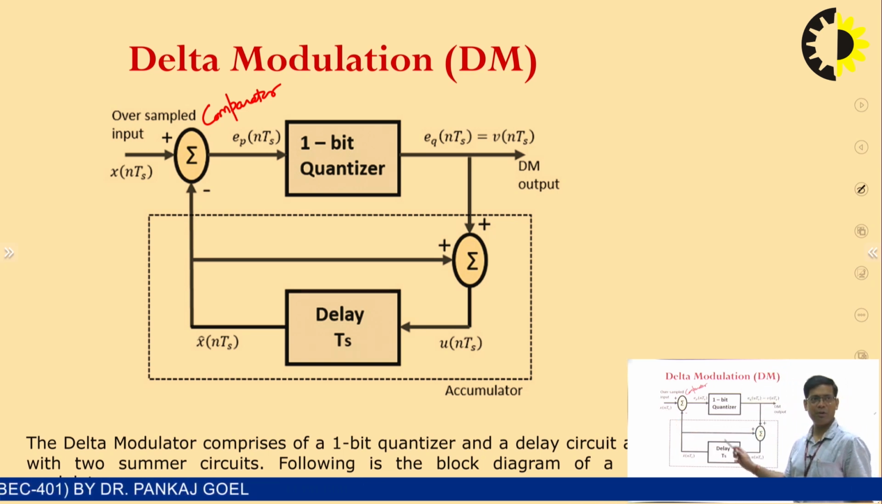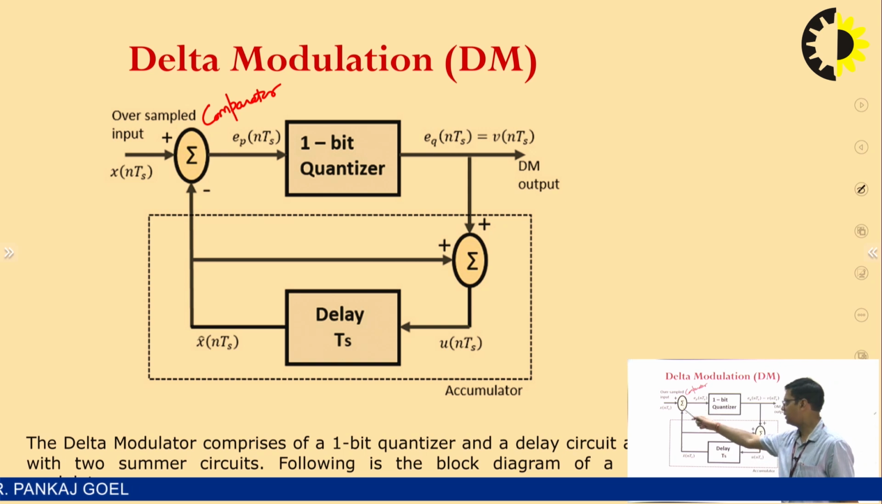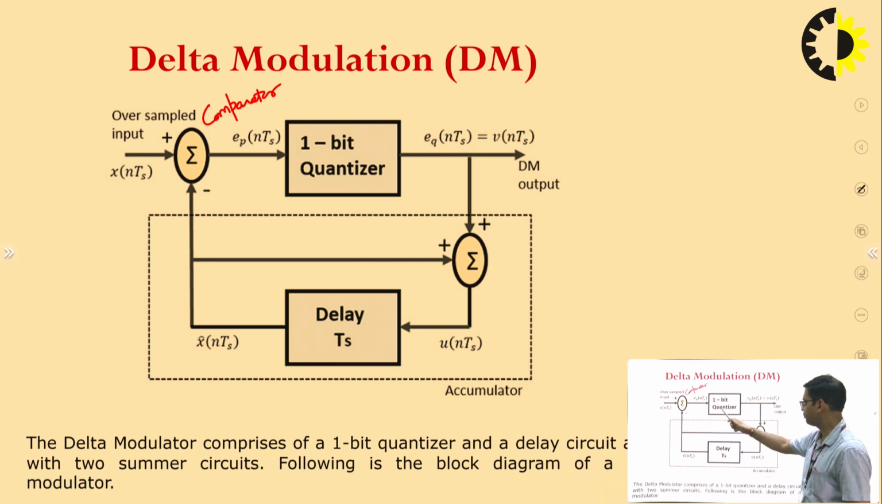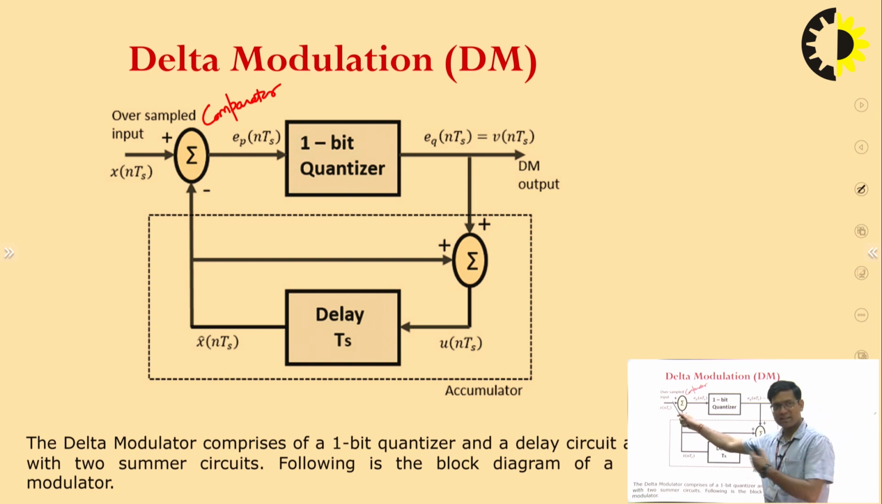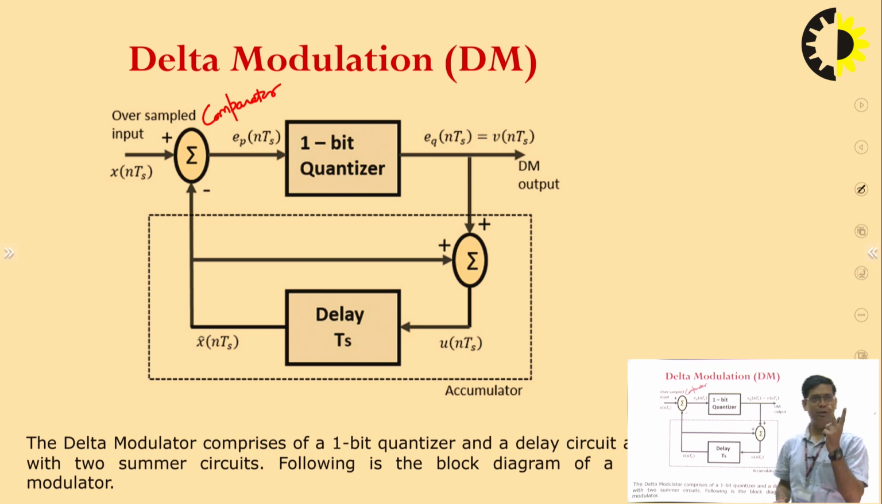Now, what we are doing here is the message signal is compared with the delayed version. That is, this is actually the previous sample, which is compared with the next sample, and their difference is taken as the error. We are comparing the two successive samples, the previous sample and the next sample, and their difference is denoted here by error, which is quantized.